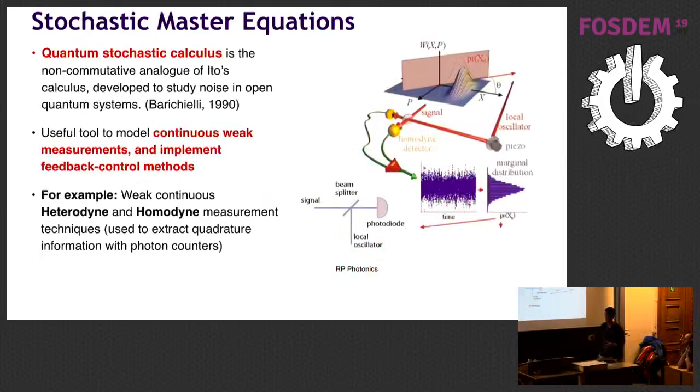And we have recently completely rewritten the stochastic master equation solvers in QuTiP. This is the non-commutative analog of Ito's calculus, with which you can simulate different kinds of noise in quantum systems. So it's extremely useful to model weak measurements, feedback control methods. So these kind of things have been already used in the lab in experiments to model noise.